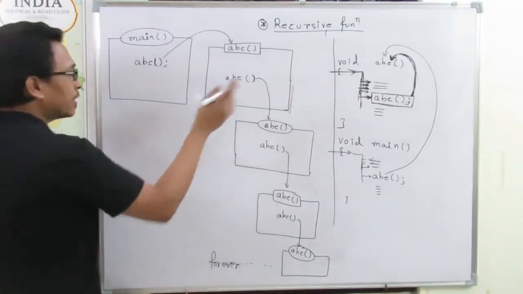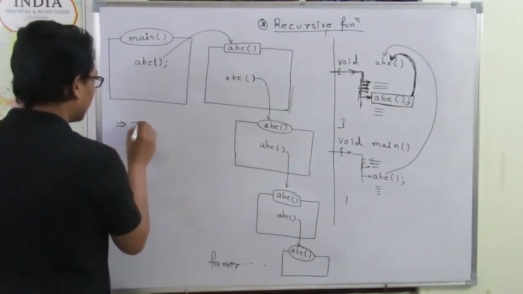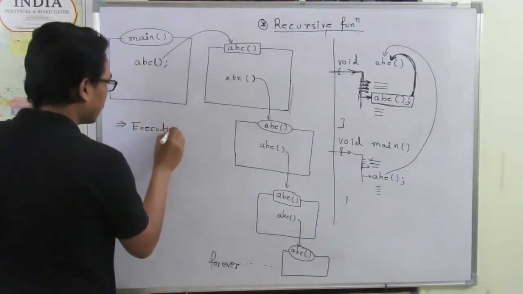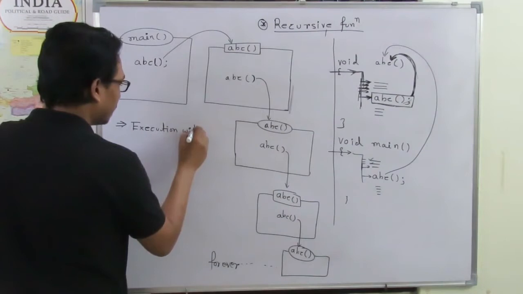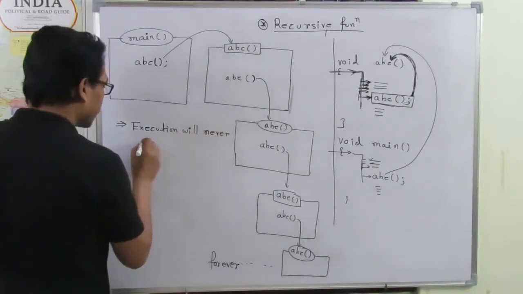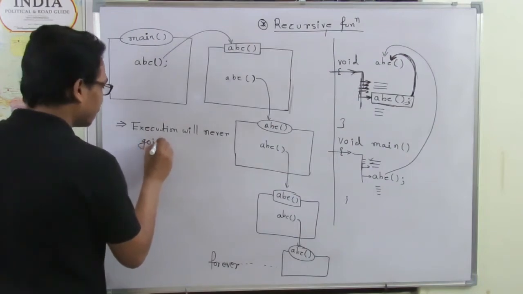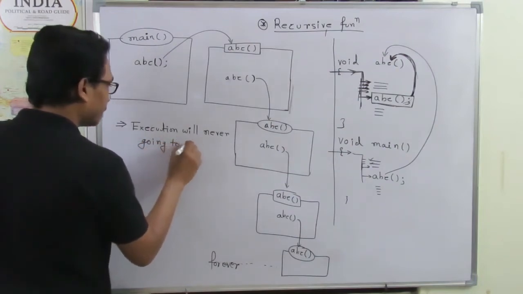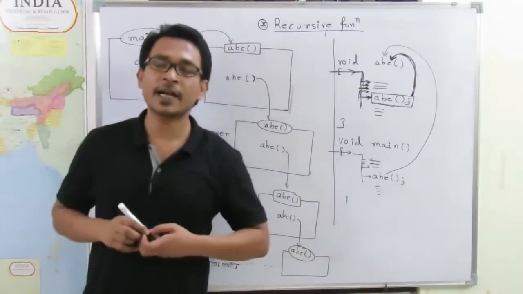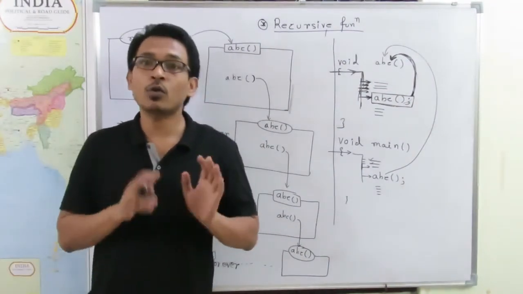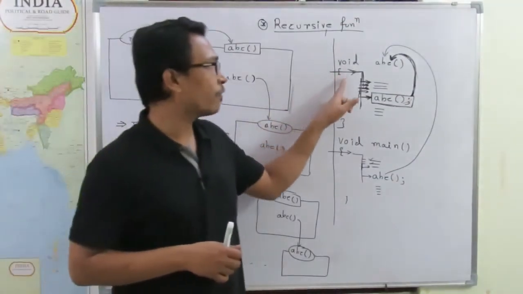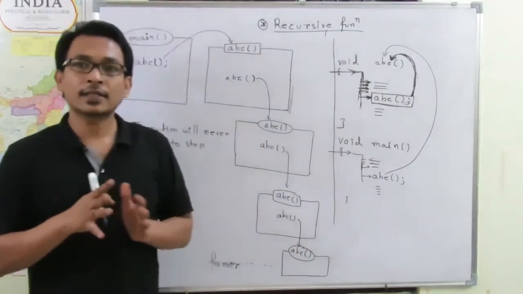That means in such a case execution will never stop. So it is a bad programming strategy. So how do we control this infinite loop that forms for the recursive function call?